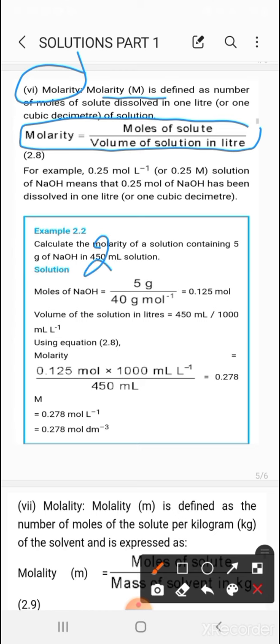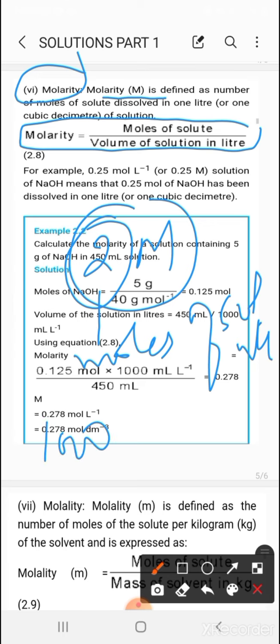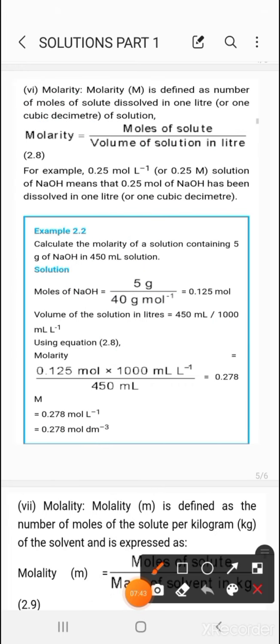अगर किसी की मोलारिटी 2 मोलर है तो 2 मोलर क्या है, this 2 is basically the moles of solute, means 2 moles of solute in 1000 ml of water, 1 liter of water, right. So for example 0.25 mole per liter or 0.25 molar solution of NaOH means 0.25 mole of NaOH has been dissolved in 1 liter of the solution.